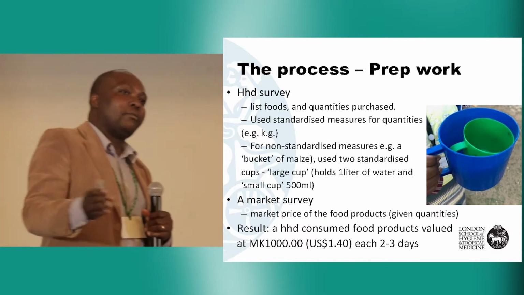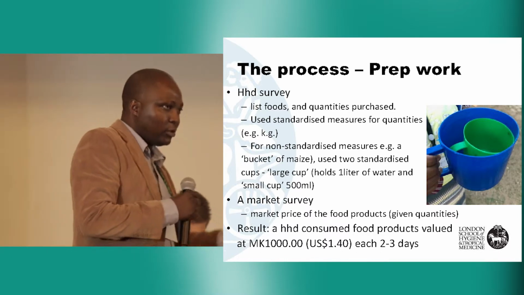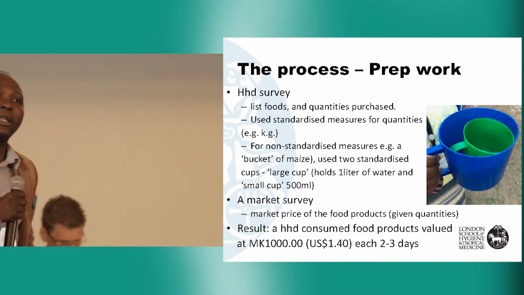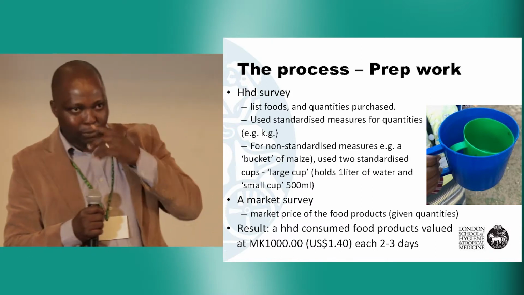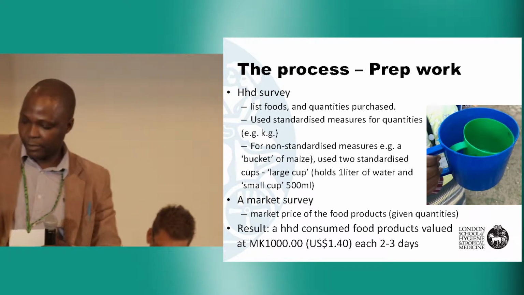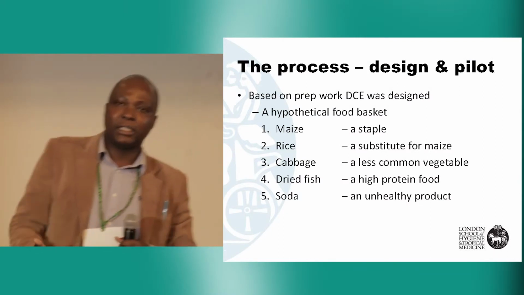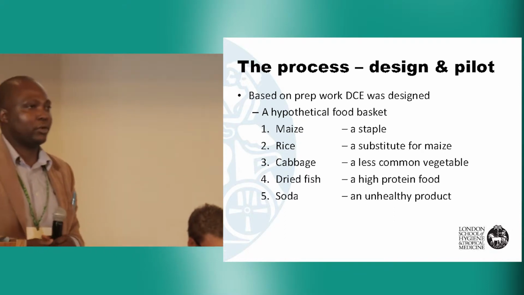For the market survey, we went to the market and collected price data for these products. This exercise helped us understand that a household, on average, consumes food products valued at around 1,000 Malawi kwacha, which translated to 1.4 US dollars each 2 to 3 days. With this data, we designed a hypothetical food basket comprising the staple, maize, rice as a substitute, cabbage as a vegetable, fish as a healthy protein, and a fizzy drink called Frozen. Initially we thought of Fanta, but a series of pilots made us realize that we should replace Fanta with Frozen.